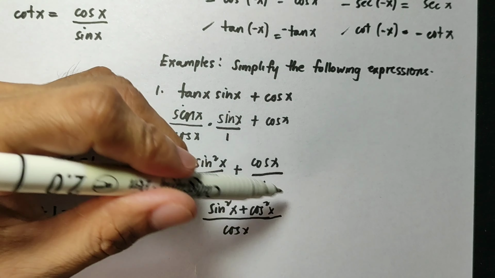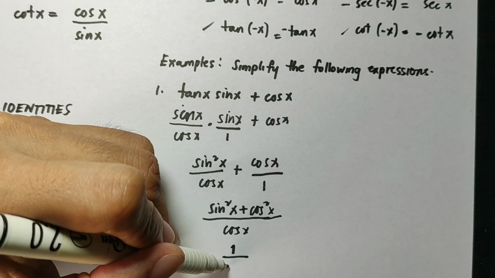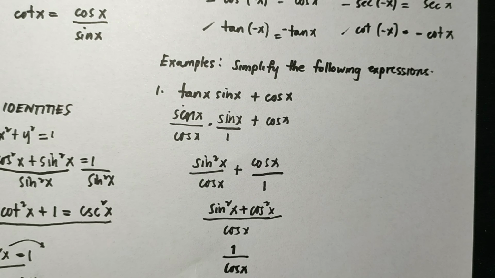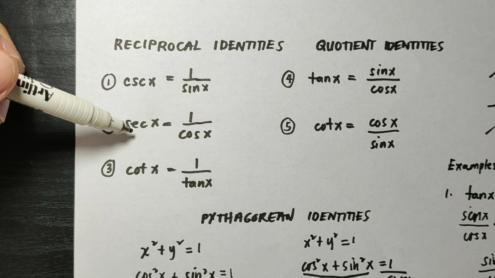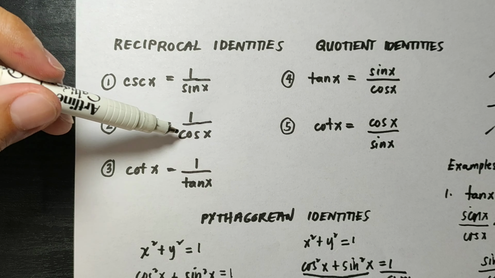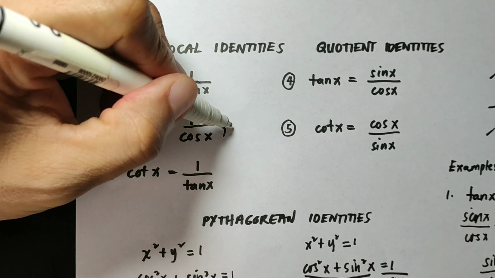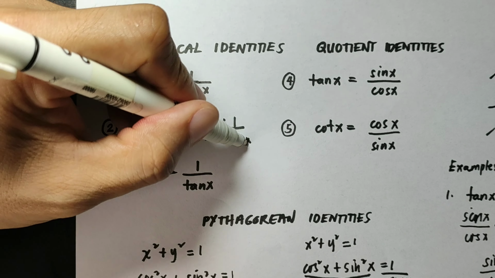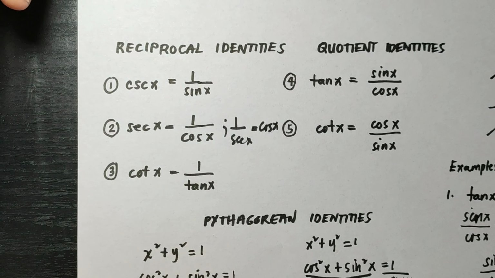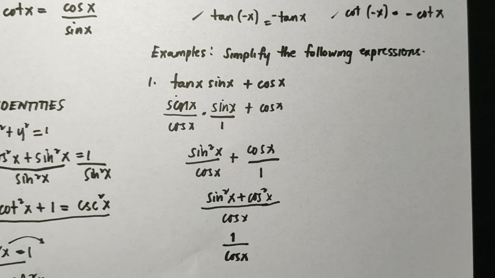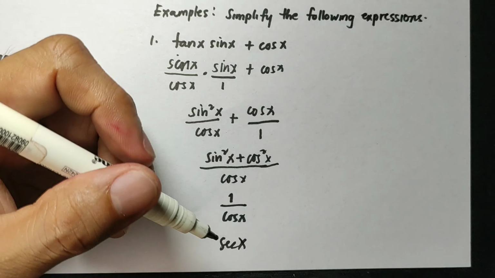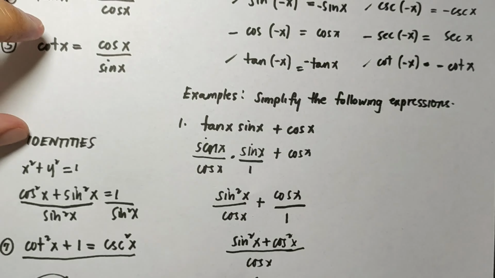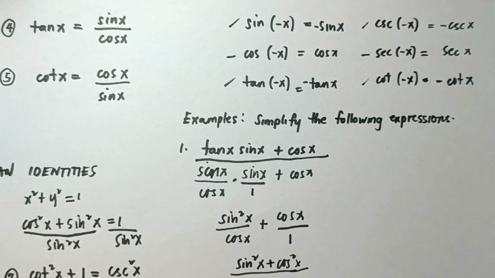So this term will become 1 over the cosine x. And using the reciprocal identities, you can see that secant x equals 1 over cosine x, and also 1 over secant x is equal to cosine x. Okay, so 1 over cosine x is the same as secant x. So this is now the simplest form of this expression. Okay, I'll give more examples.